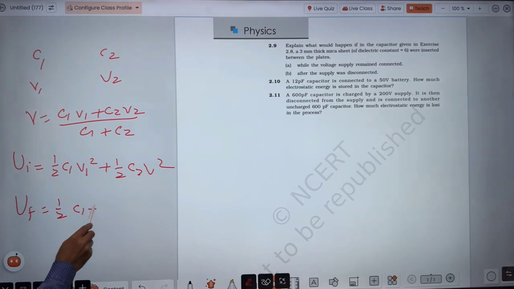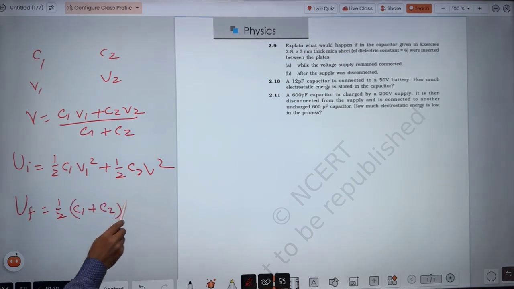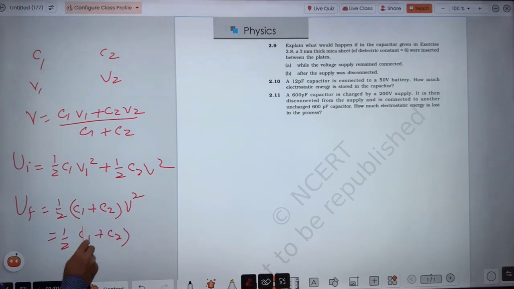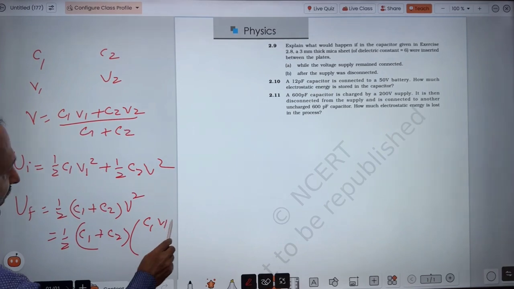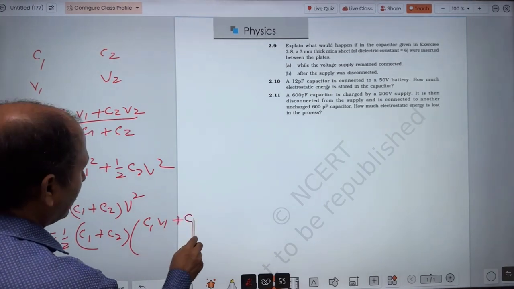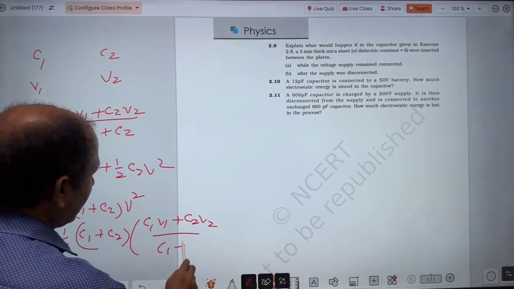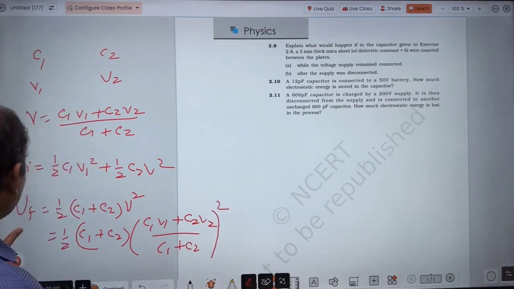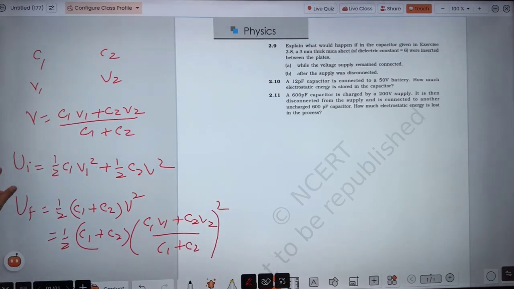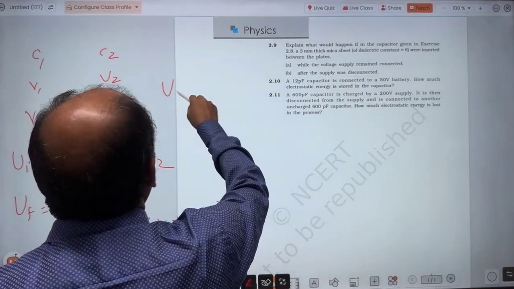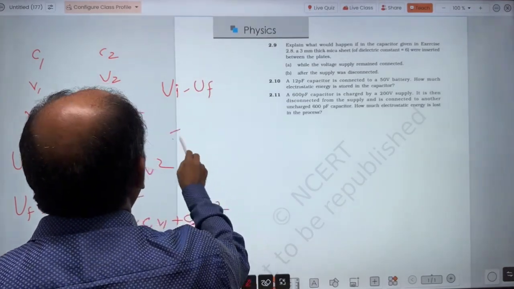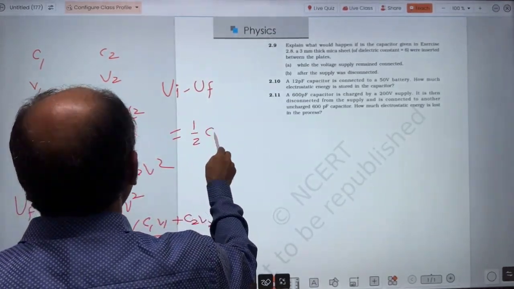Just write Ui minus Uf and put in these values: half C1 V1 square plus half C2 V2 square minus, here if you observe, C1 plus C2 whole square, so this will get cancelled. So you will get 1 by 2, then C1 V1 plus C2 V2 whole square divided by C1 plus C2. So this is the basic expression where both capacitors have certain voltage.